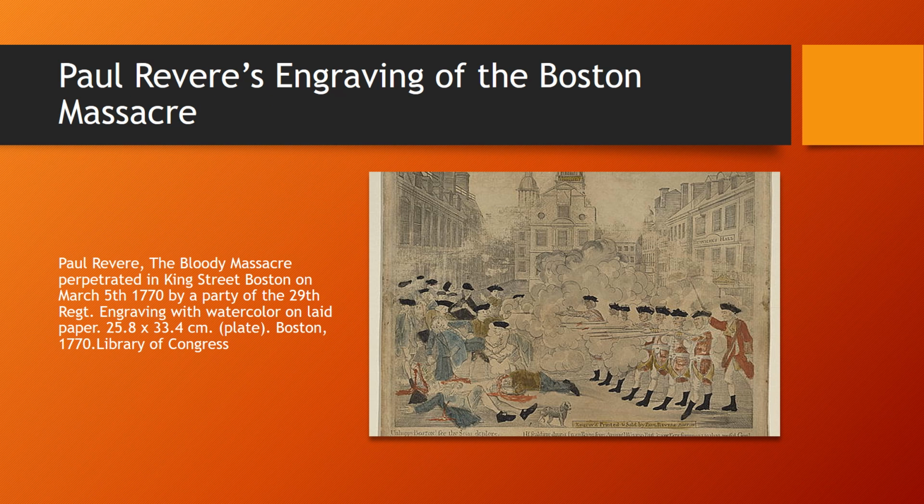All right. First example of propaganda we have here is Paul Revere's engraving of the Boston Massacre. As you can see in the image, you have the British on the right, colonists on the left, British firing into a group of colonists. This was a pretty big event that sparked the Revolutionary period.